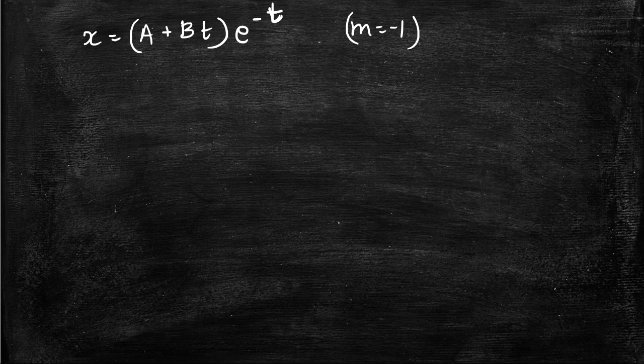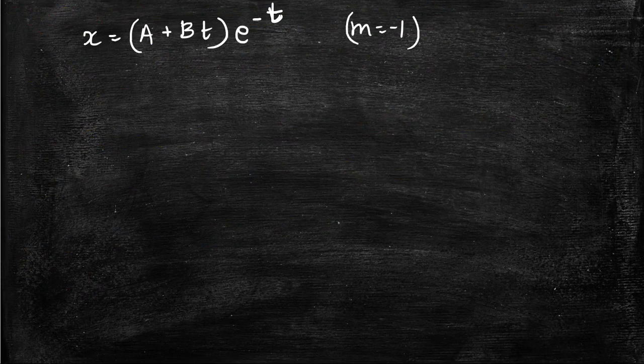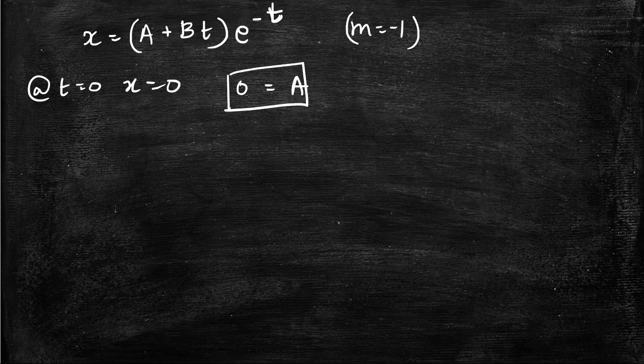Okay. So now in the question we have that x of 0 is equal to 0. So at t is equal to 0, x will be equal to 0, so we get a to be equal to 0. Now the other condition is that at t is equal to 0, x dot will be equal to 1. Now we'll have to find x dot.